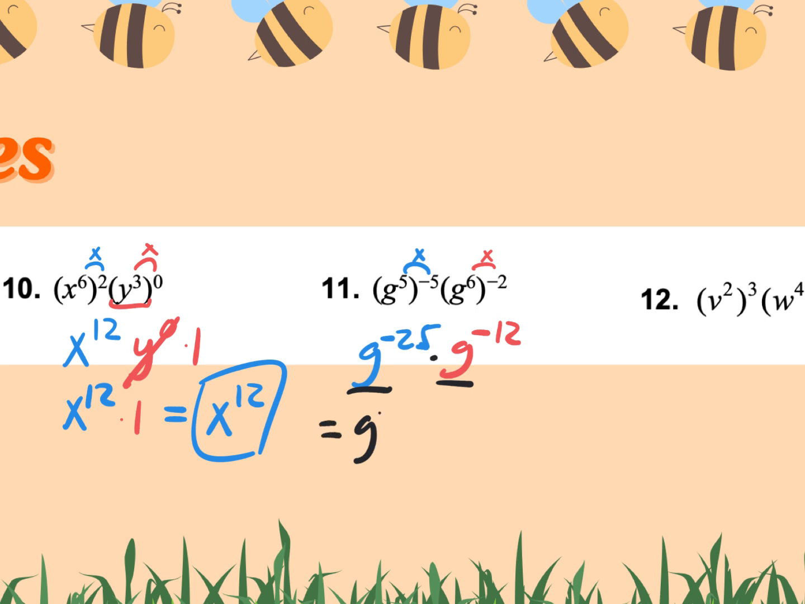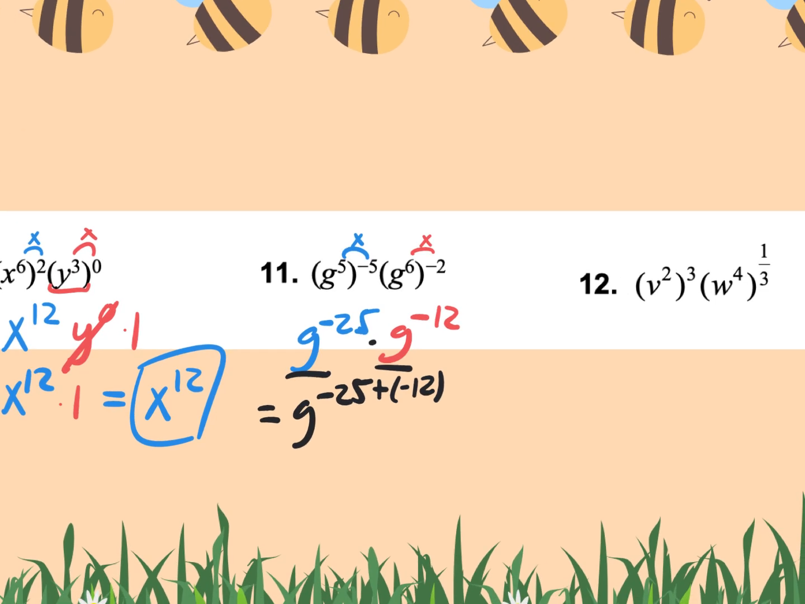So we get g to the negative 25th plus negative 12, right? And negative 25 plus negative 12, they have the same sign, so we can just add and keep the sign. This is going to be g to the negative 27. Once again, you don't want a negative in the exponent, right? So I'm going to move it to the bottom. This is going to get me a 1 over g to the positive 27. And then that's your fully simplified answer.